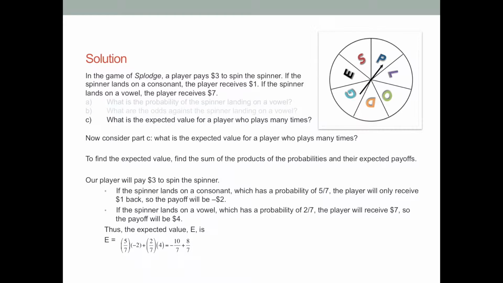This simplifies to -10/7 plus 8/7, or -2/7. Rounding to the nearest cent, that gives us -29 cents.